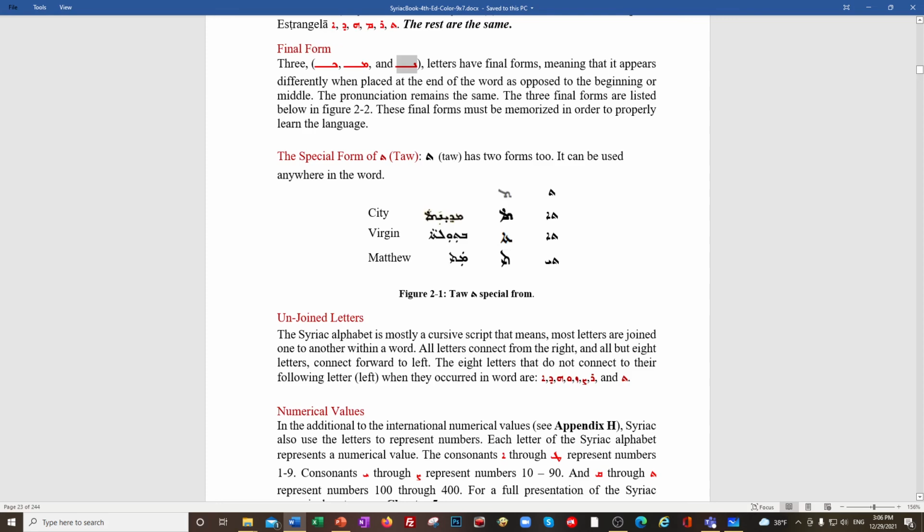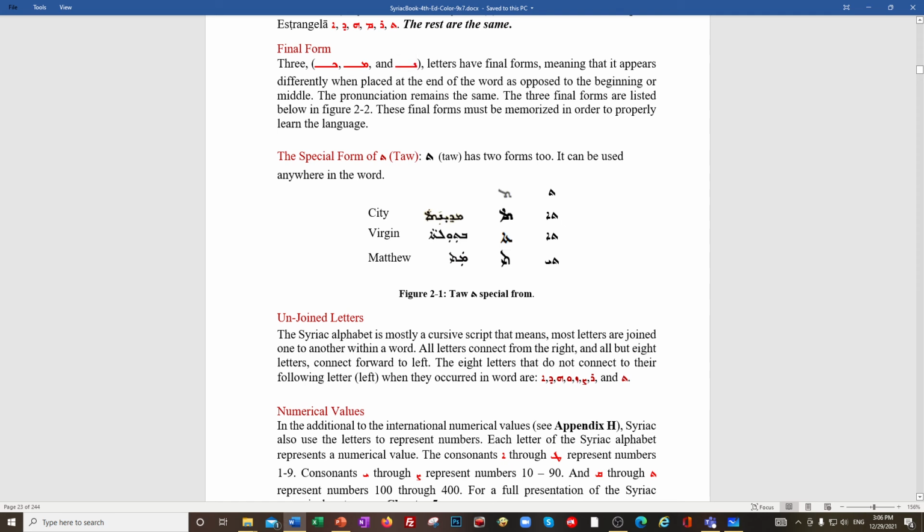These 3 letters have a final form, meaning that it appears differently when placed at the end of the word as opposed to the beginning or middle. The pronunciation remains the same; it does not change the name or the sound of that letter. The 3 final forms are listed below in figure 2.2. These final forms must be memorized in order to properly learn the language.